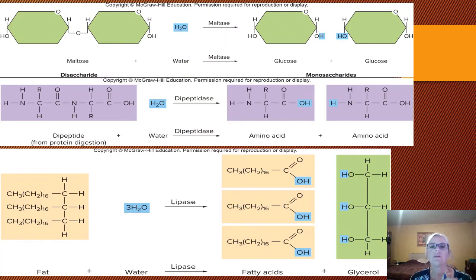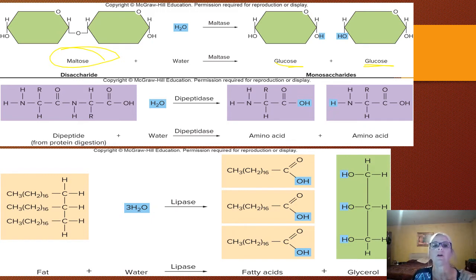All right, so let's look at this picture here in the top. We're looking at digestion, breaking down a complex carb. There's a disaccharide there, maltose. So here we have maltose. It's breaking that complex carb down into simple carbs. So it's splitting it into two glucose molecules so that they're small enough to be absorbed.